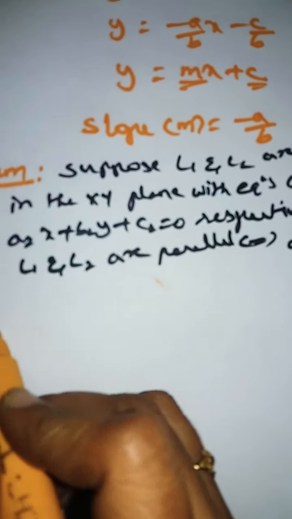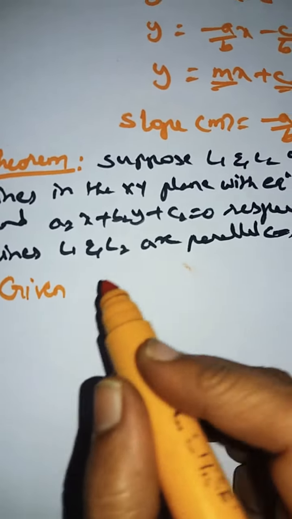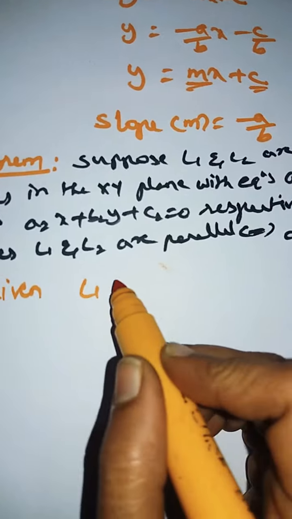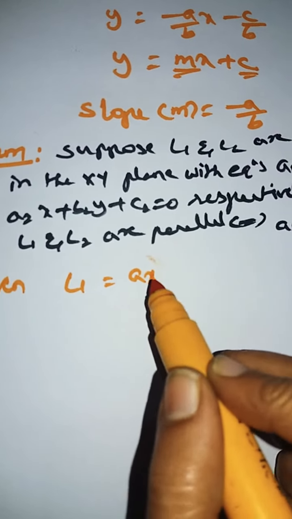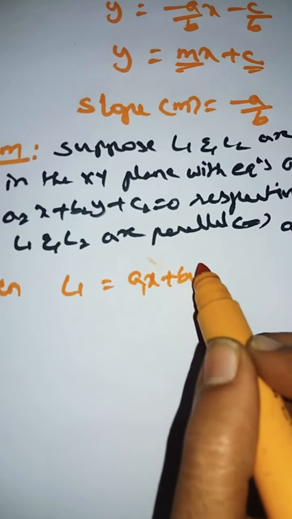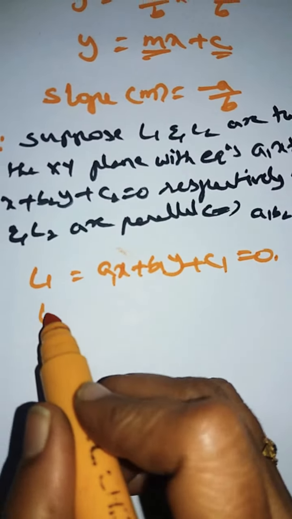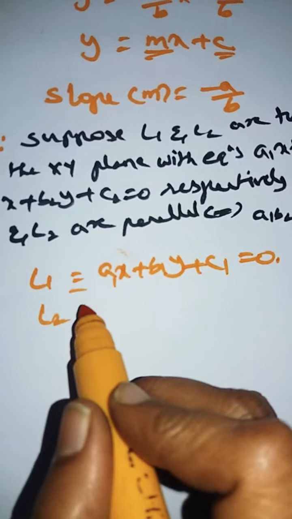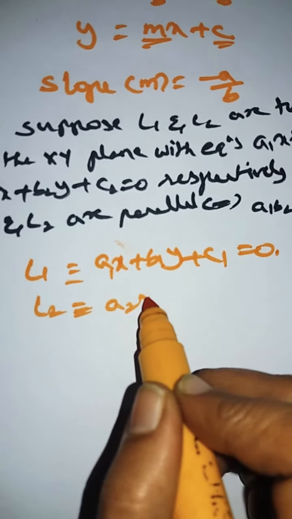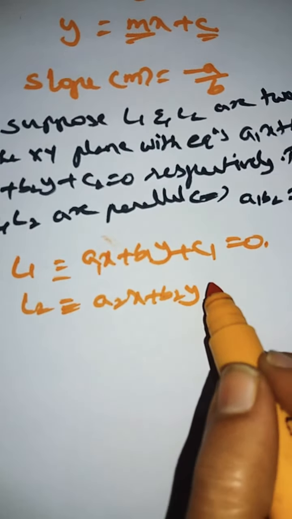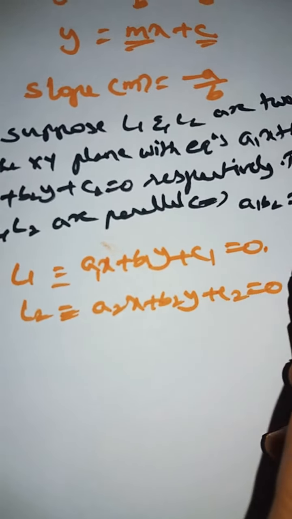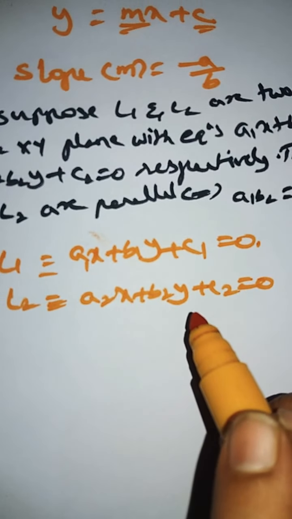So what is given here? See the proof. We have been given two lines. L1 is a1x + b1y + c1 = 0, and line L2 is a2x + b2y + c2 = 0. We have been given two lines.